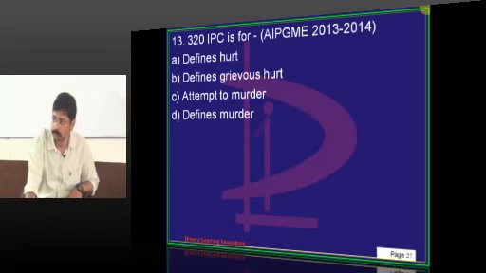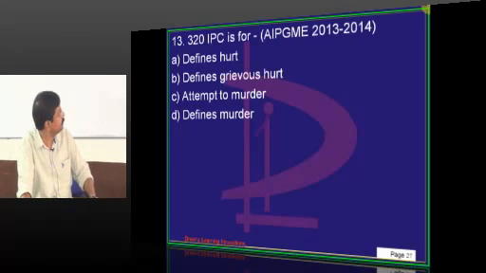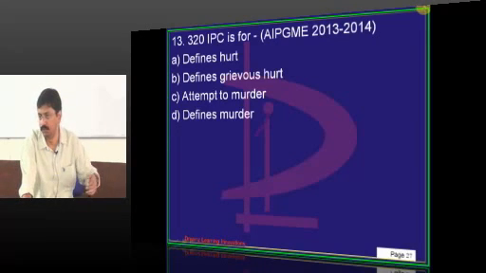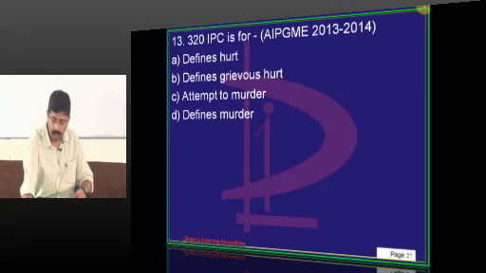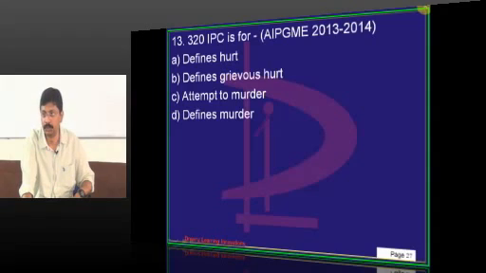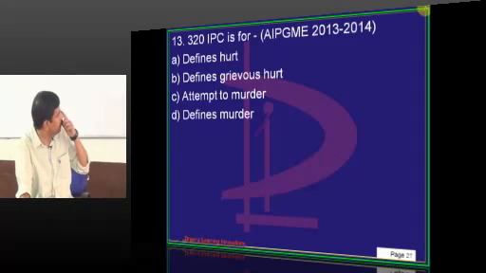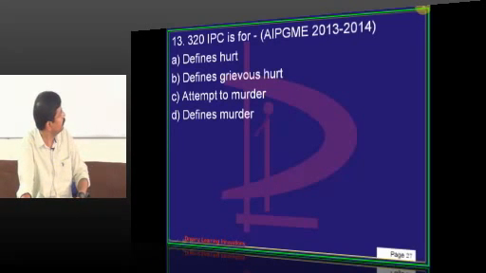320 is grievous hurt. It defines hurt immediately before that, 319. 307 is attempt to murder. In murder there is a death of the individual. In attempt to murder there need not be a death, but there will be an injury which is endangering the life of the individual. And 300 defines the murder, 302 is the punishment.